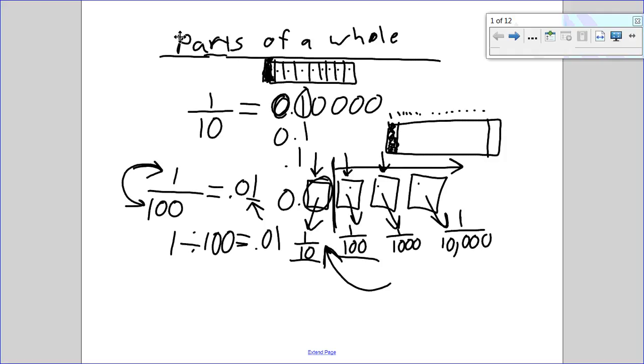But any fraction can become a decimal the same way. 2/3 can become a certain decimal. 2 divided by 3, it's like 0.66 repeating, I believe. But you do the same thing. You just divide the top by the bottom, and that changes a fraction into a decimal.